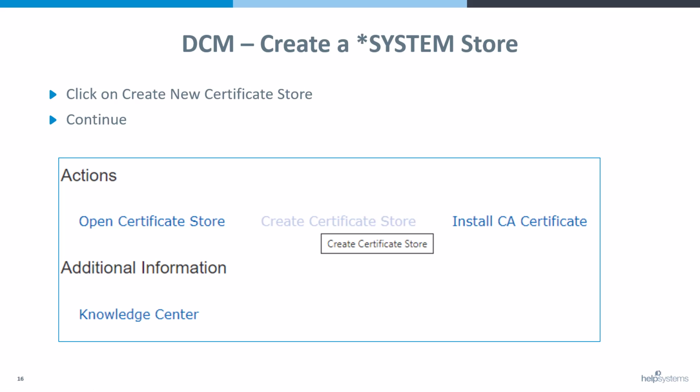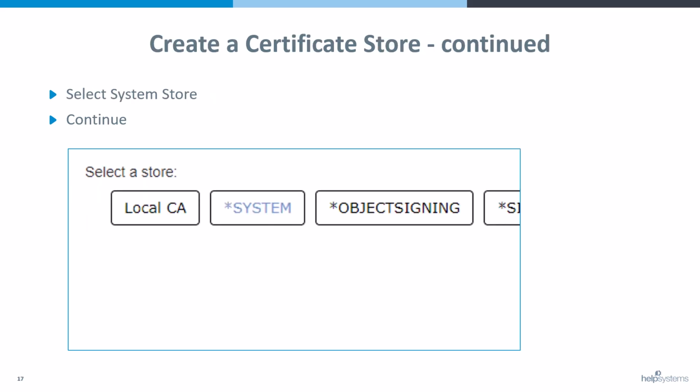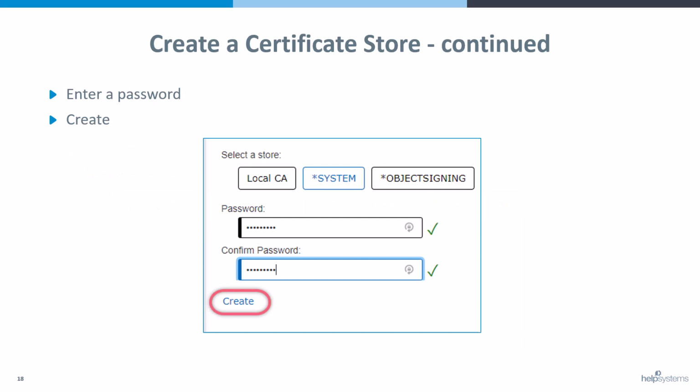After you've logged into DCM, you'll want to either create a certificate store or open an existing system store. Today I'm going to walk you through creating that system certificate store. So we'll click on Create Certificate Store. We'll be presented a list of eligible stores to be created. We'll click on System. At this point, we'll be prompted to enter a password and click Create to actually establish that certificate store. When doing this, you will need to be logged in as a user profile with all object and SecAdmin authority at a minimum.